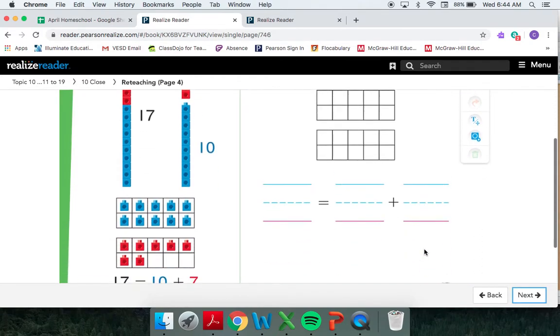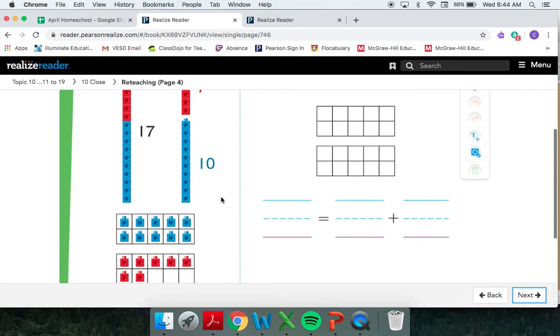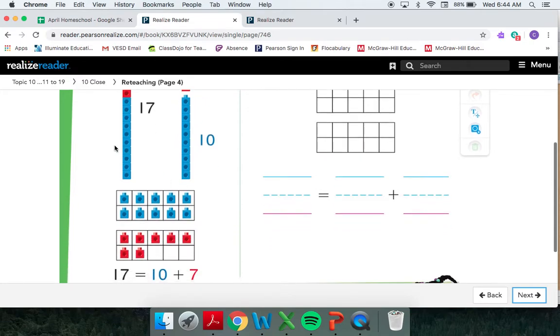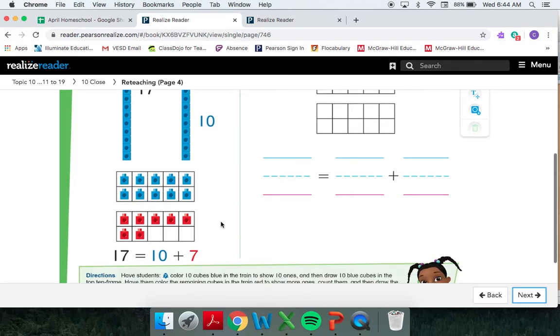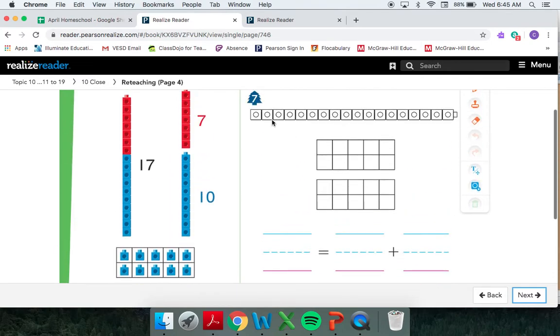Okay, a couple more sets here. This one looks like we're using counters, so it's showing them 17 counters here, and then we're breaking it up into 2 parts. So same type of thing, just looking at it in a different way. We're actually using 2 different colors of counters here to show those 2 parts. So in this problem down here, make sure you read the instructions because it's telling them what they have to make. So color 10 cubes blue in the train to show 10 ones, then draw 10 blue cubes in the top 10 frame. So again, however many they color here in blue should match here in blue as well.